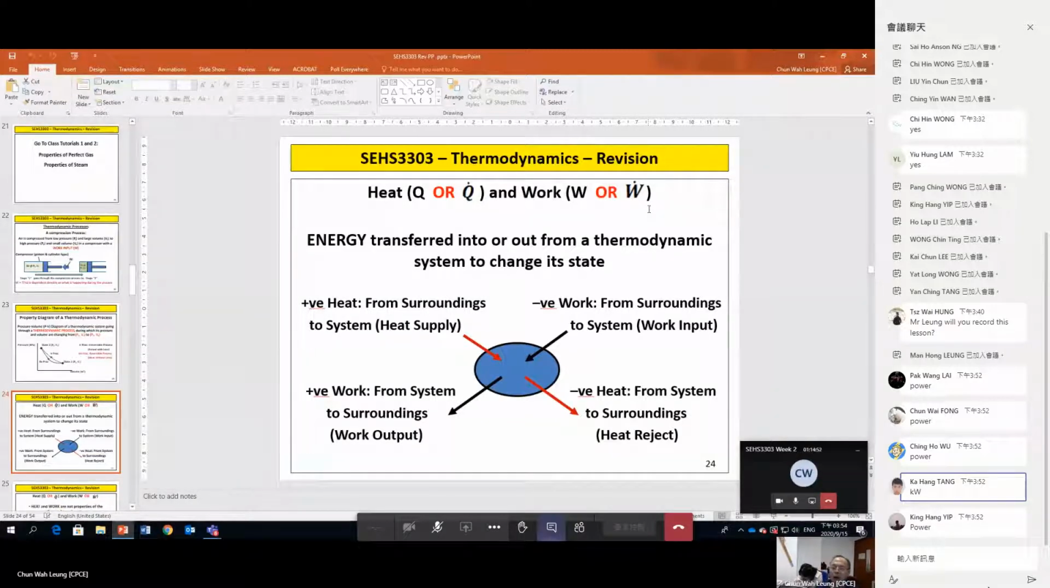So therefore, amount of heat, we call it heat. The rate of heat transfer, also heat. There's no other names. But for work, amount of work is work. Work per second, that is the rate of work, we call power. Okay?